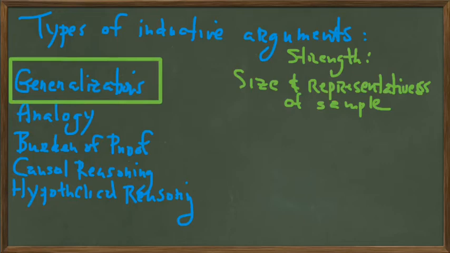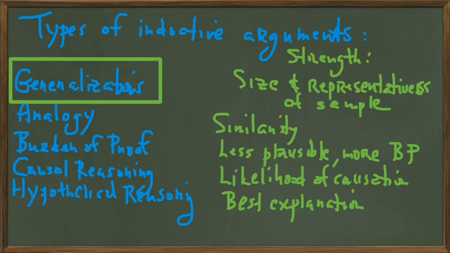For analogy, when we have an inductive argument that is of the analogous type, we're saying that because a certain type of statement is known to be true by everyone, and what we're looking at is very similar to something that we know is true, therefore it's also true. Well, the strength of that will depend on whether we believe that the two cases are similar.